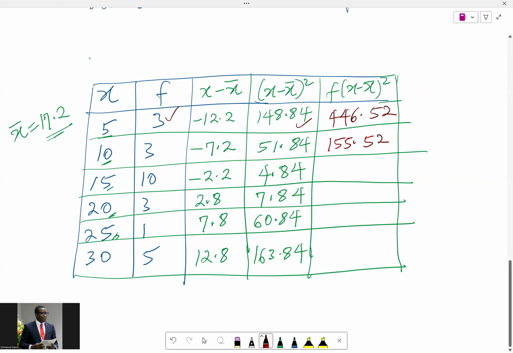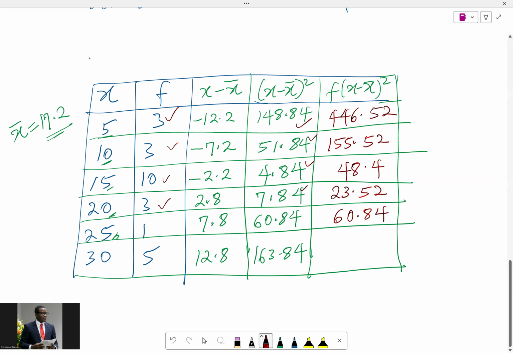Next, we have 10 times 4.84. That's easy: for 10, we just shift the decimal to the right by 1 place, so that is 48.4. Then we have 3 times 7.84, which is 23.52. Then we have 60.84 times 1. That's easy, just 60.84.